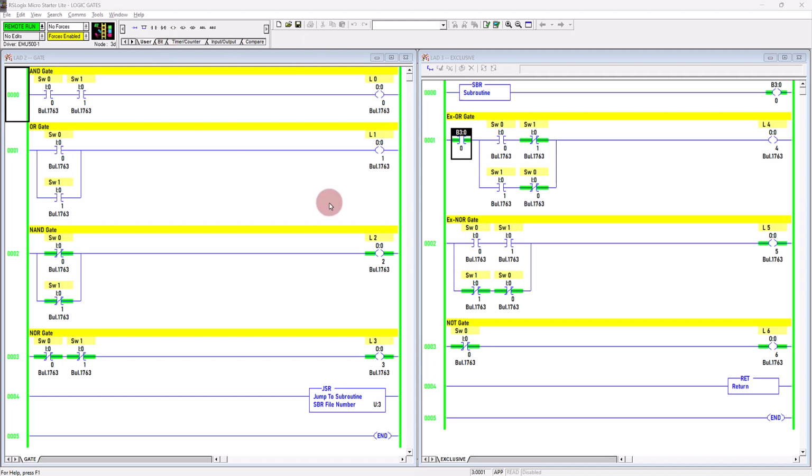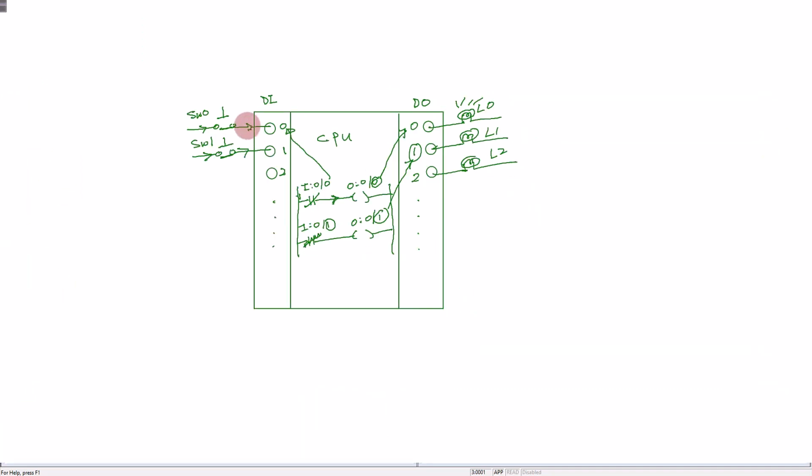As I mentioned, for this one, if the physical switch 0 is not pushed to close, the state will be 0. If the switch is pushed to close, the state is 1. So 0 means open, 1 means close. Once the switch is closed, the actual current can flow through.